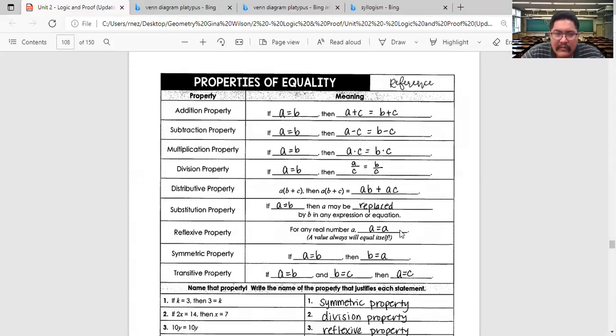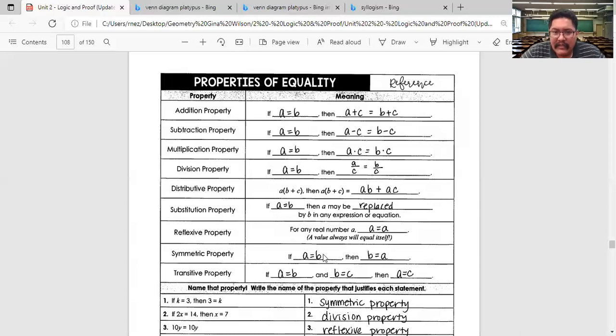Reflexive property is pretty much anything will be equal to itself. That's something like 5 equals 5 or 7 equals 7. Okay, both sides need to be equal. And you've seen me do this one before. I know we've done this one.